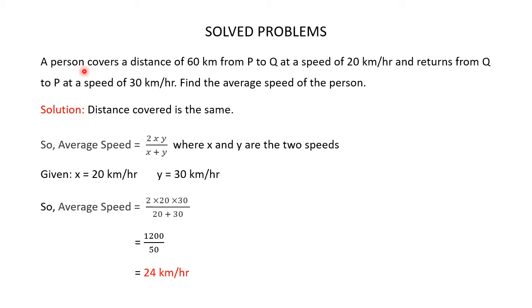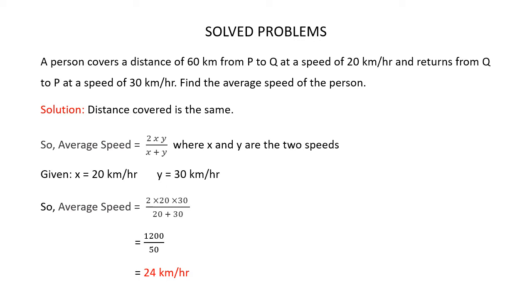A person covers a distance of 60 kilometers from P to Q at a speed of 20 kilometers per hour and returns from Q to P at a speed of 30 kilometers per hour. Find the average speed of the person. Now here it's given that the person travels from P to Q and then returns from Q to P. So the distance covered is the same. And also only two speeds are given here.